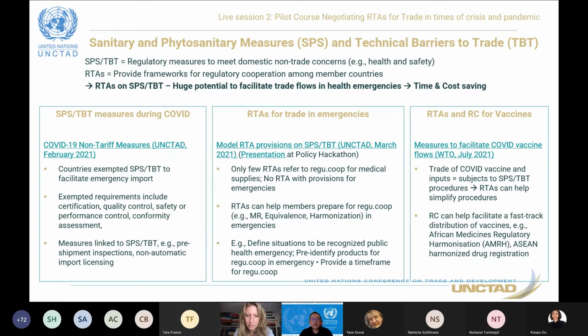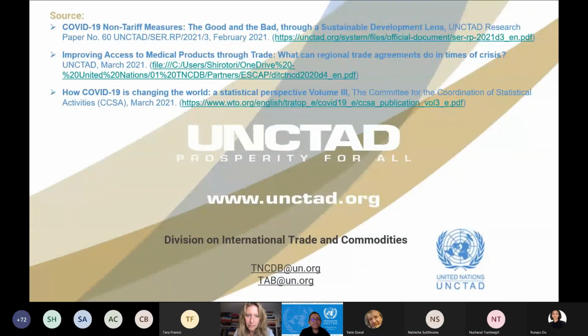So these are the three recent reports that I'd like to recommend everyone to read, to enhance further understanding of the situation, and also if you want to assess further this very important issue in RTAs and also in the COVID emergency control. The next slide. So these studies, the titles and the web links, are provided here.